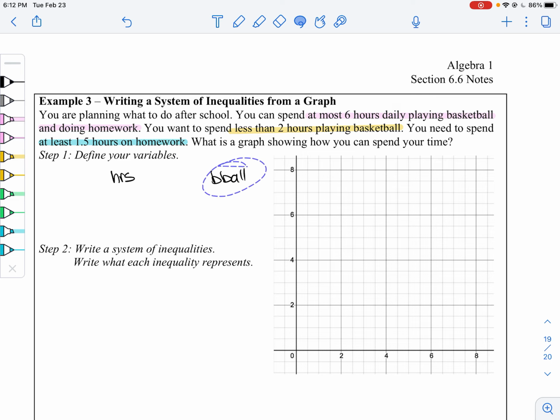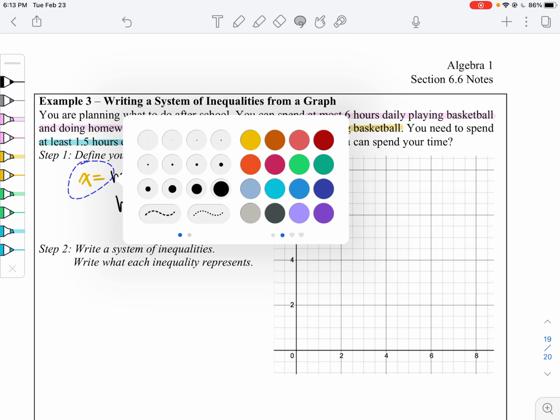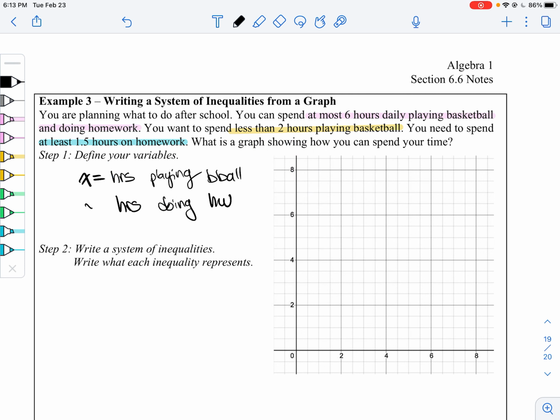How about hours playing basketball? Or we'll be doing homework. So hours doing homework. Okay. Let's let X be the number of hours playing basketball, and let's let Y equal the number of hours spent doing homework.